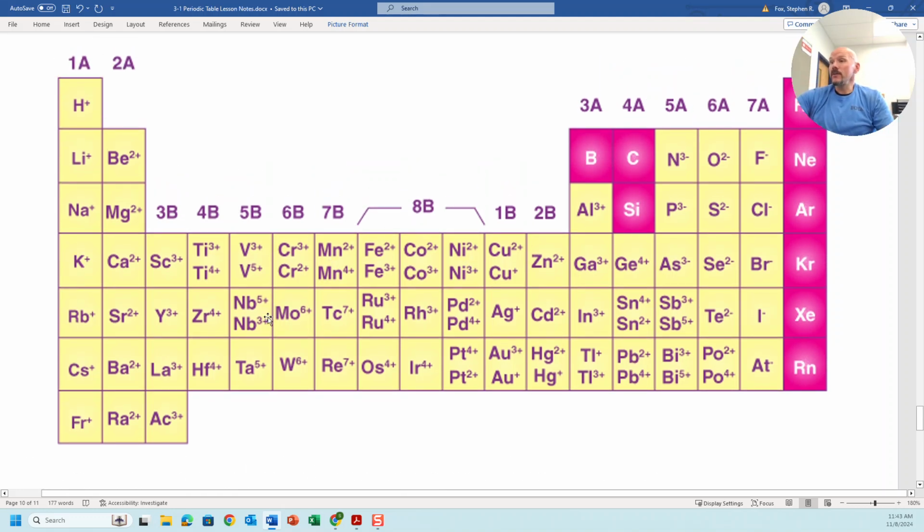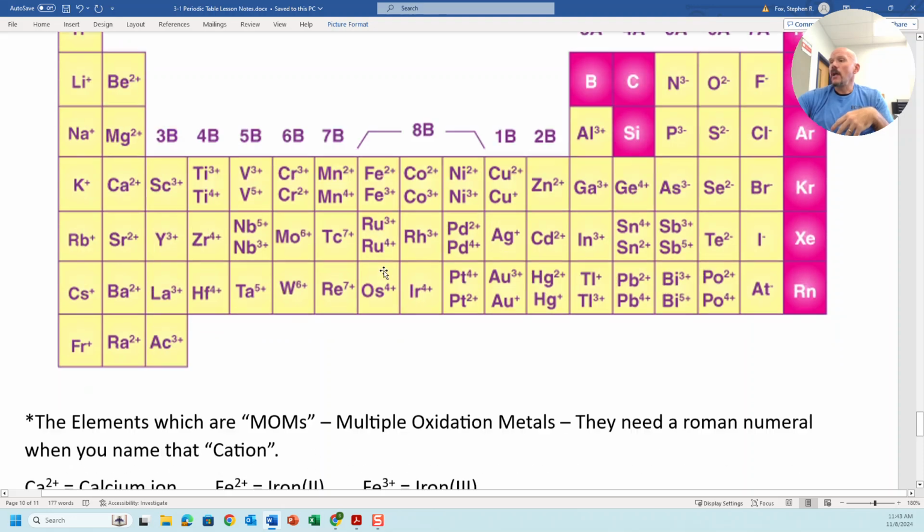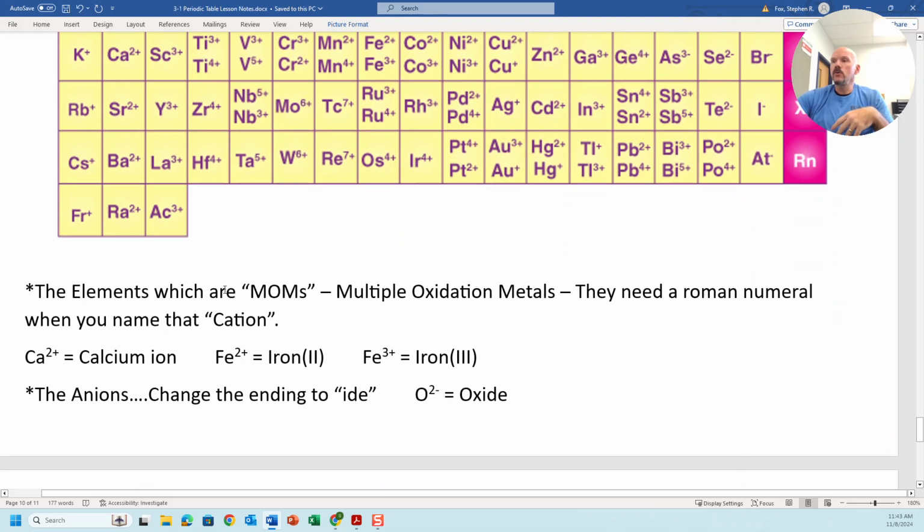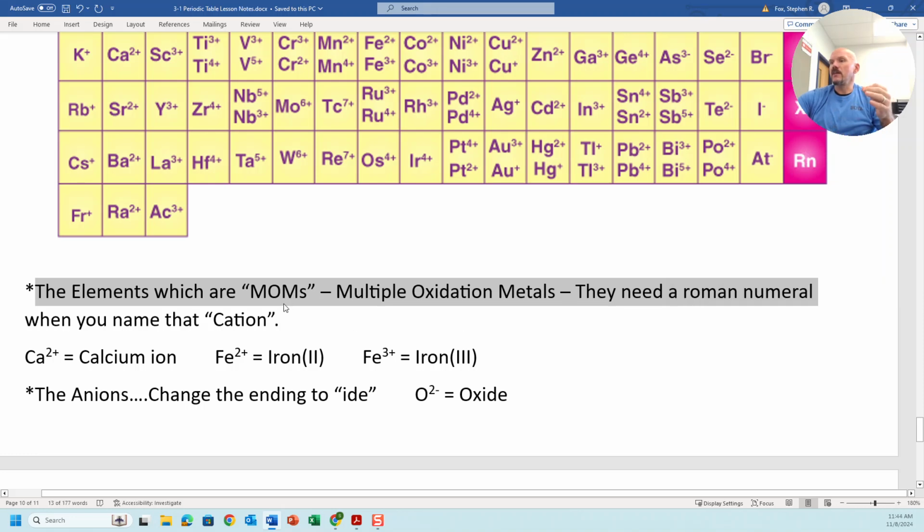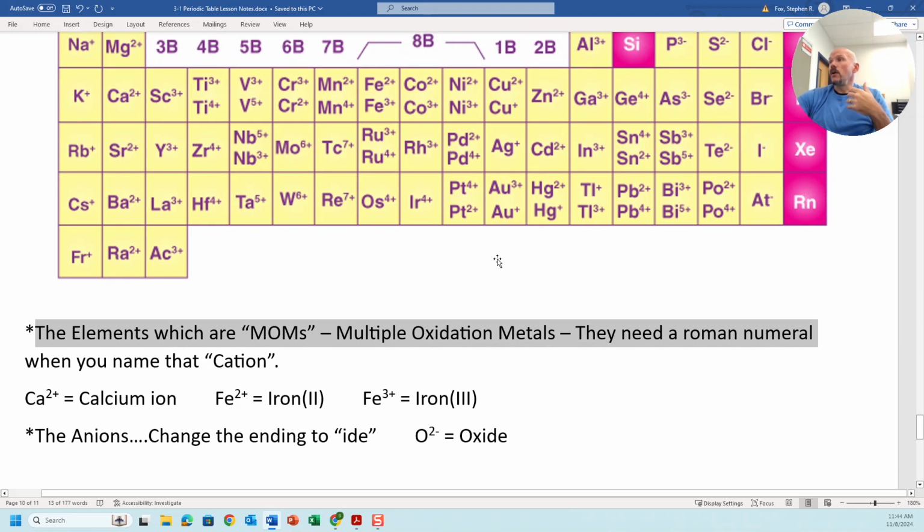Okay. Now notice the transition metals and some of the heavier metals over here in the p block have more than one charge. Okay. And now remember, we call those metals MOM ions. What does MOM stand for? Multiple oxidation metal. These are metals that will sometimes lose 2 electrons or 3 electrons, or in some other cases they'll lose 4 electrons. So they could become ions with multiple charges.